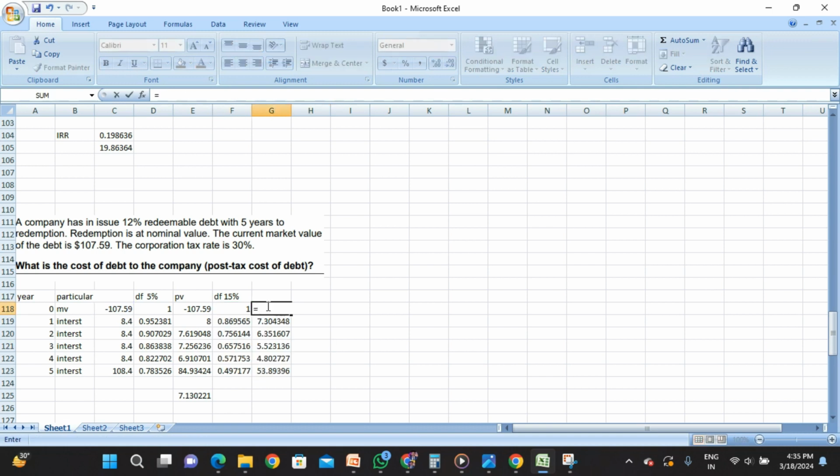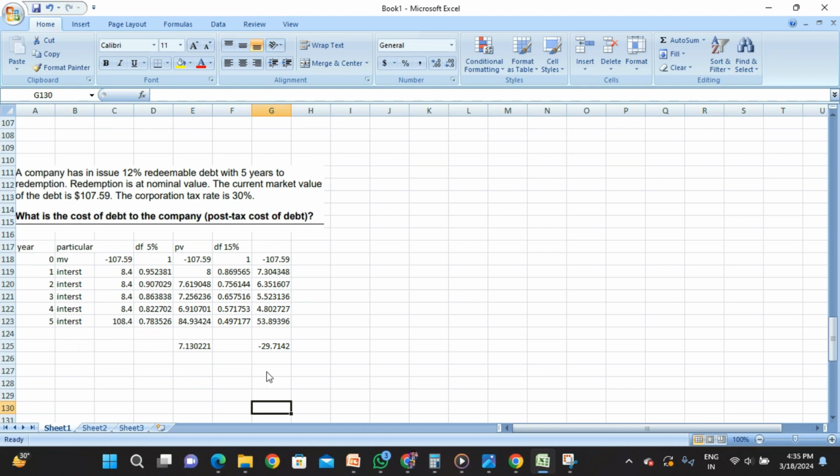How am I getting this? Multiply this by this, and we get this amount. Just scroll down, we are getting these also. For the NPV for 15%, we scroll down like this, minus 29.